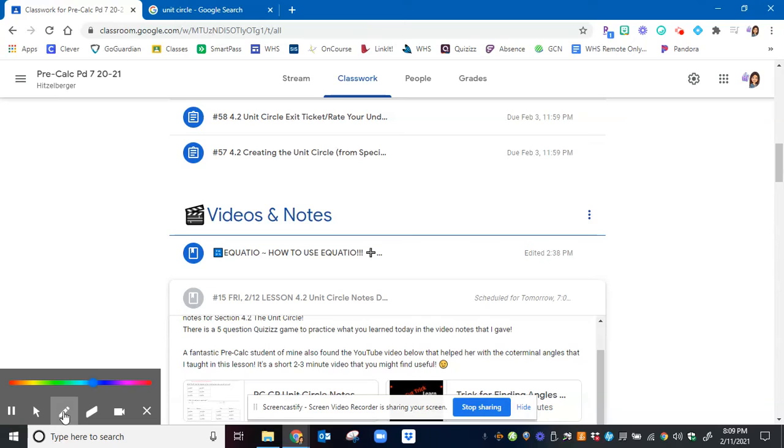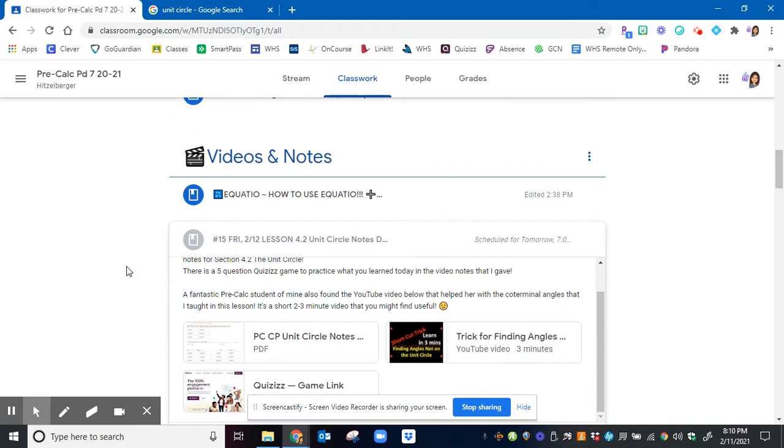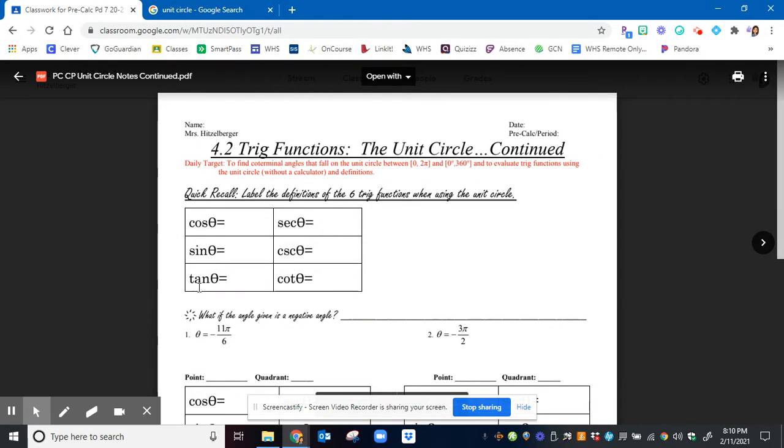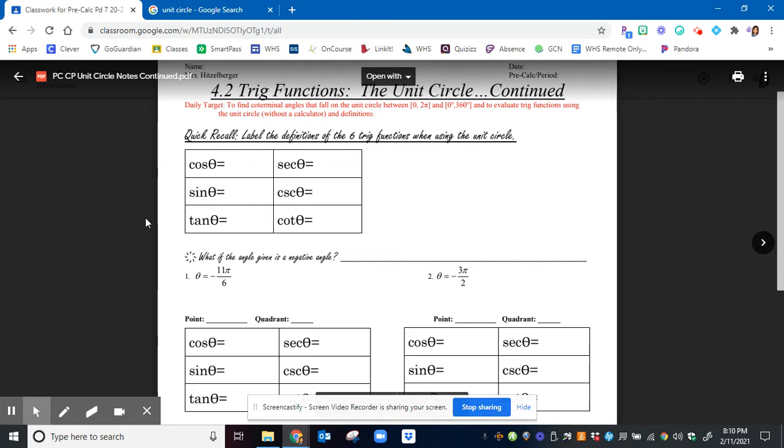Hi, everyone. Today on Zoom, we were supposed to finish up our notes on section 4.2, the unit circle. Since I'm not going to be there today, I just wanted to do a real quick video on it so that you have it to go off of. You can find it under video and notes. It will post tomorrow morning, and you're just going to click right here for the notes, and it should be a very, very simple note.